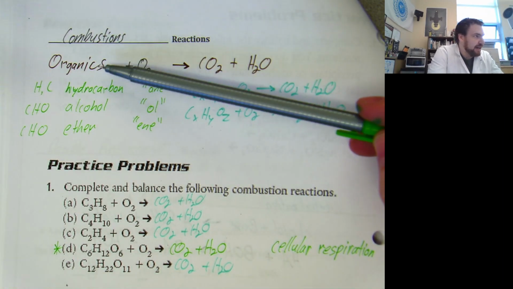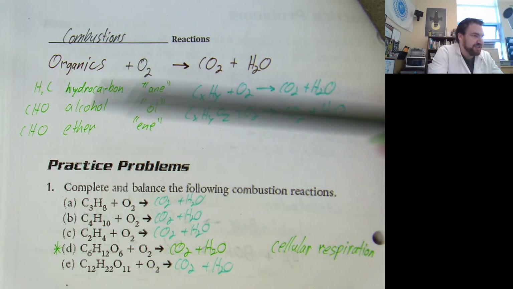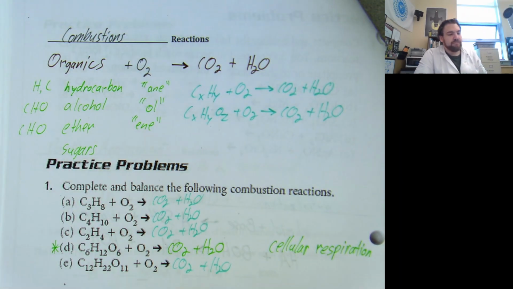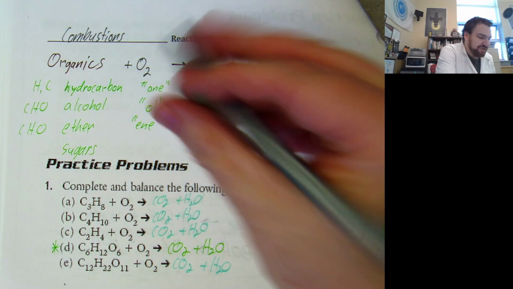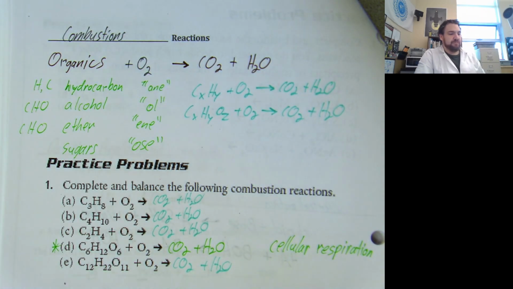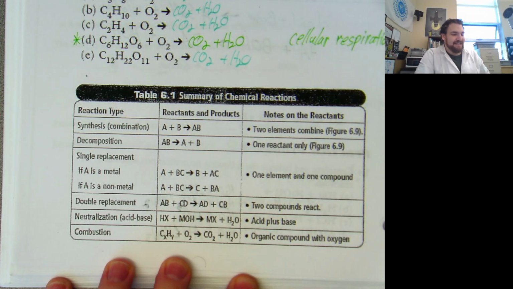Combustion requires organics. The organics I listed before were hydrocarbons, alcohols, and ethers. We could also toss sugars in here. And sugars end in OSE, like glucose, or sucrose, or what are the other oses? Those are the only two I can think of right now. Sugars. So those are the 6 reaction types. Synthesis, decomposition, single replacement, double replacement, neutralization, and combustion.